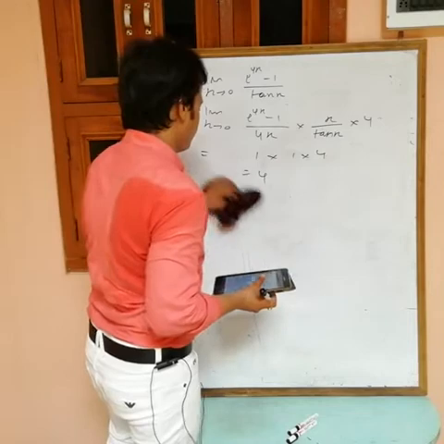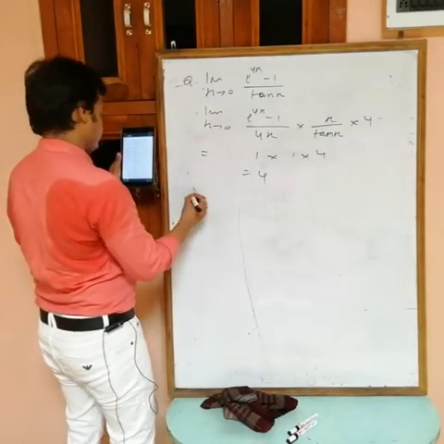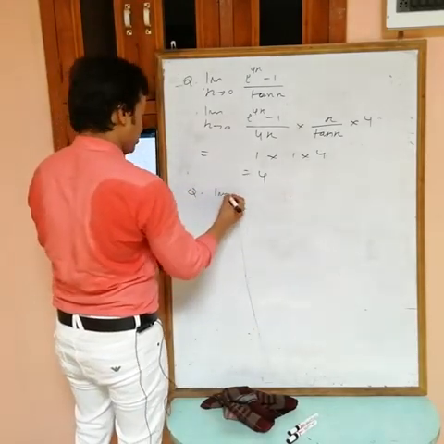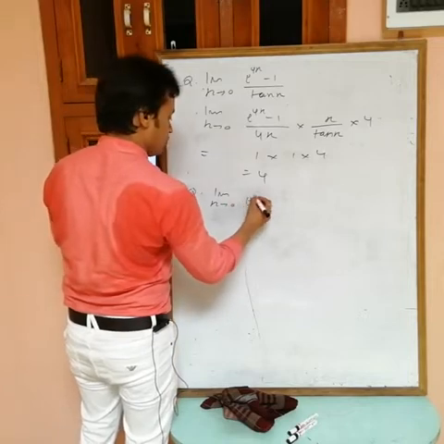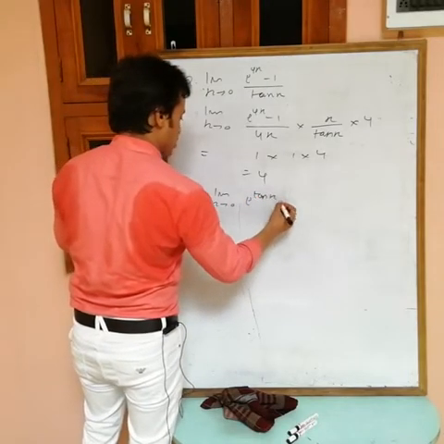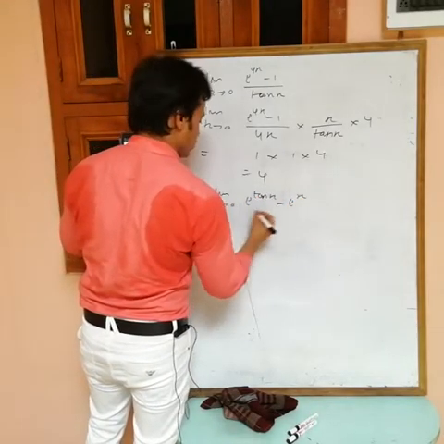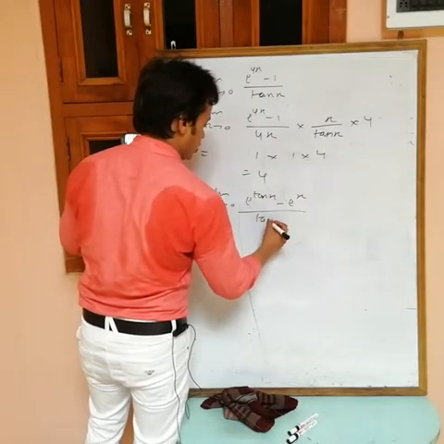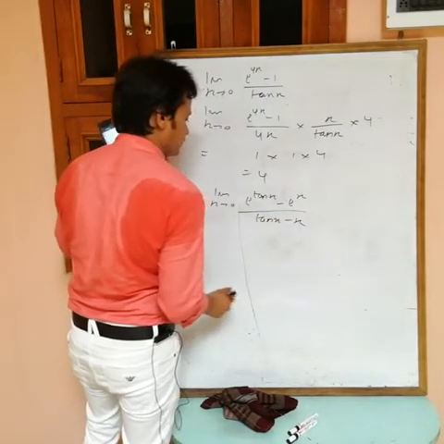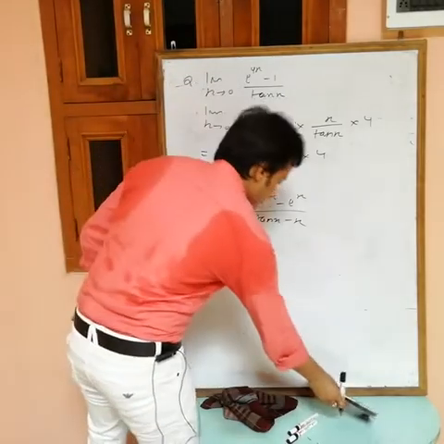Okay, enough. Now next, see. Limit x tending to 0 e power 10x minus e power x by 10x minus x. Okay, now try this one.